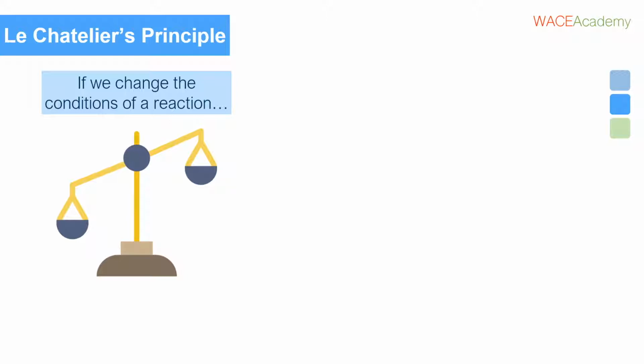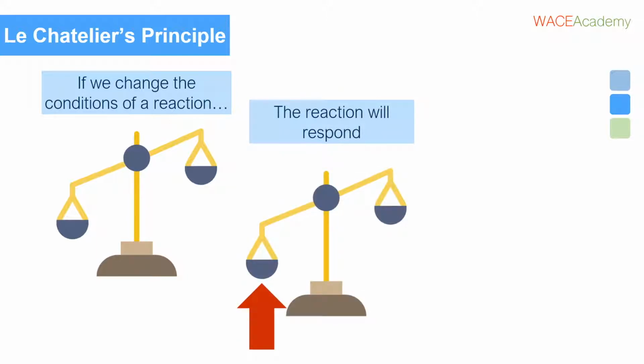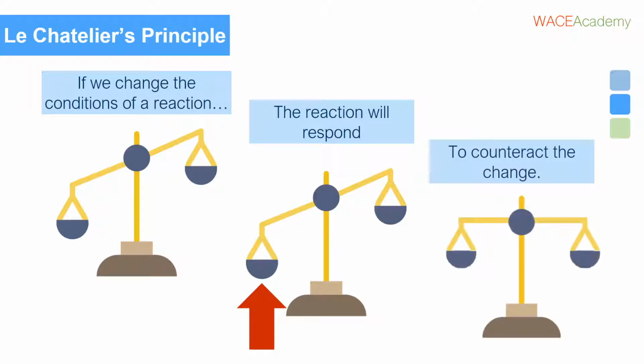Le Chatelier's principle states that if we change the conditions of a reaction, the reaction will respond to counteract the change. In other words, if you make any change to the conditions that an equilibrium is happening in, the equilibrium will shift to counteract the change. Don't worry if that doesn't make any sense yet. After we see a few examples, it'll get much more clear.